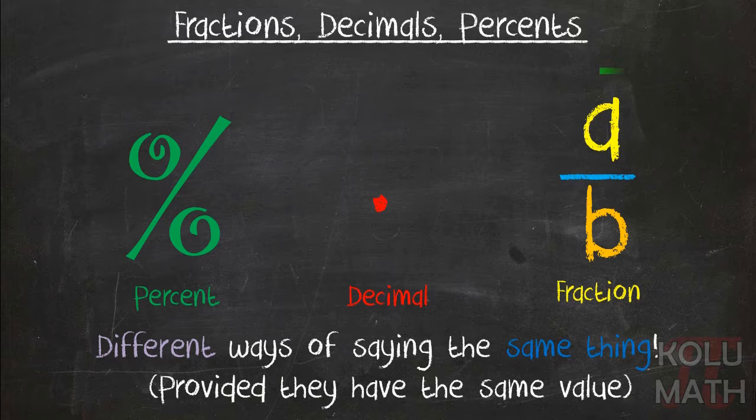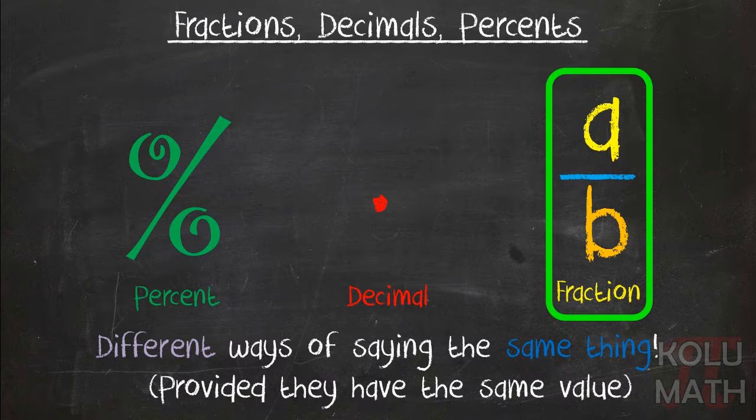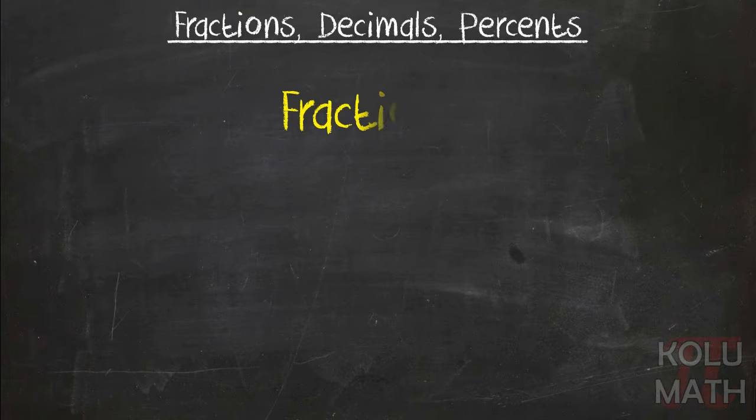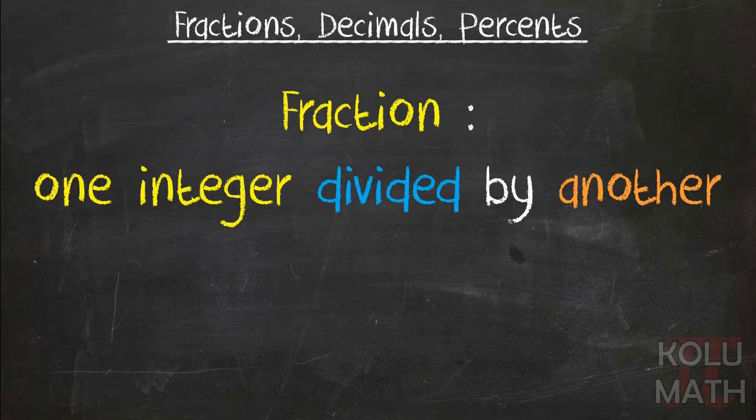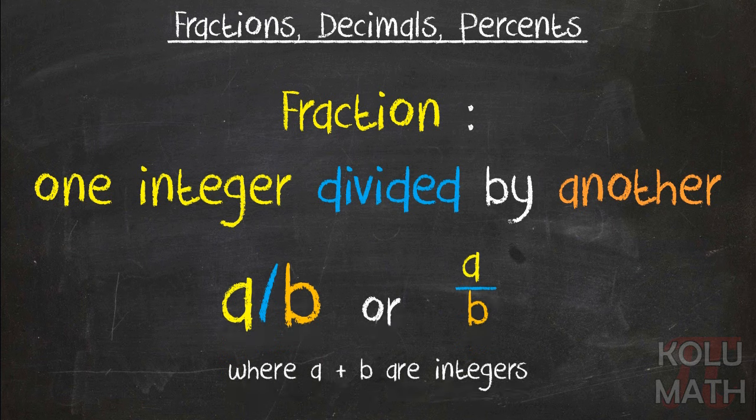So let's get started, and let's start with the character over there on the right, the fraction. And let's take a look at the definition. A fraction is one integer divided by another. And they often look like this. Sometimes you see a slash between them, sometimes they're on different levels and have a line between them. But A and B are always integers.